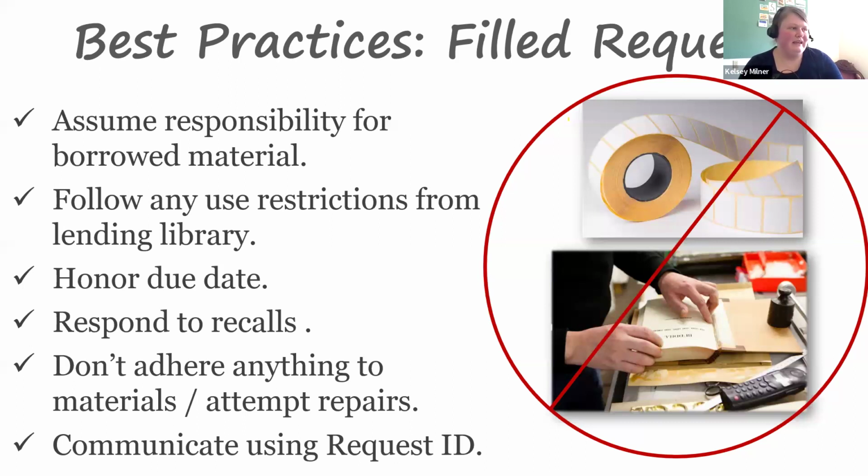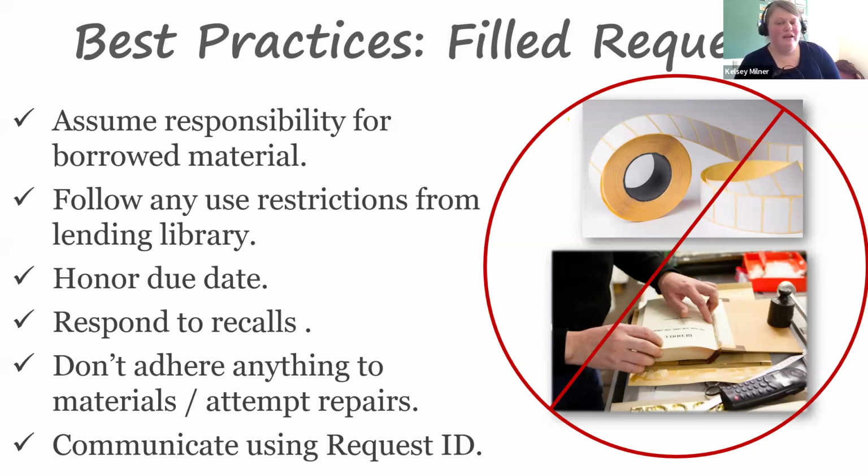Lenders can also indicate use restrictions for libraries. I don't think we see this a ton in SEAL, but it does happen. The most common use restriction that you'll see is library use only, which might be used for fragile materials or for older material. If there ever is some kind of use restriction, that is something that borrowers do have to honor. You should also honor whatever due date is given and make sure to communicate this date with your patron. And you should also respond to any recalls for items.